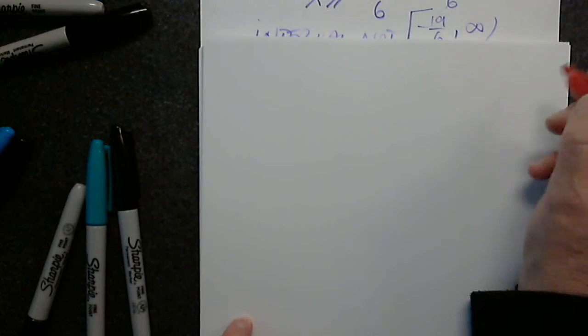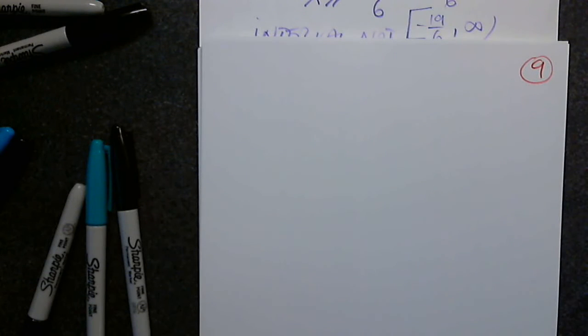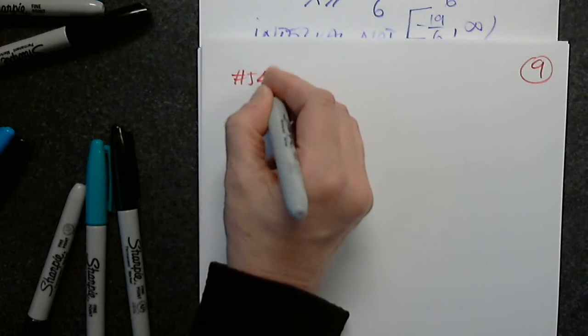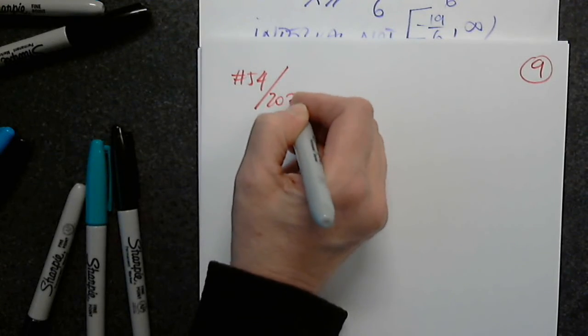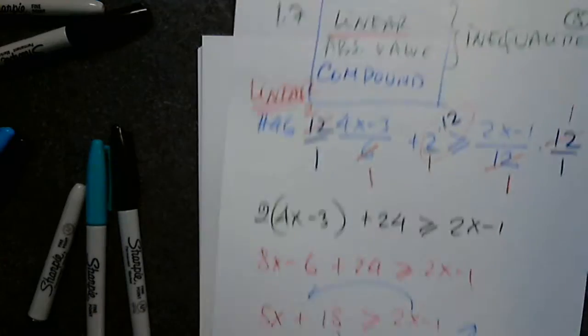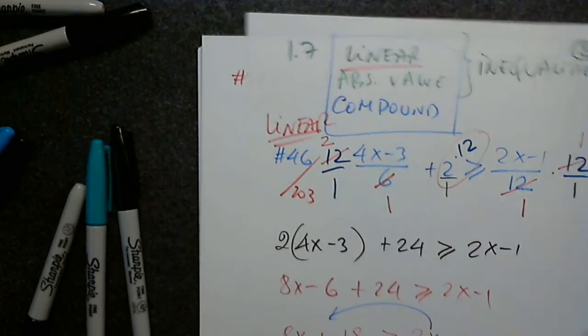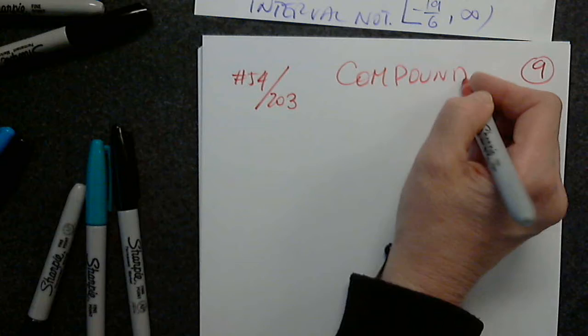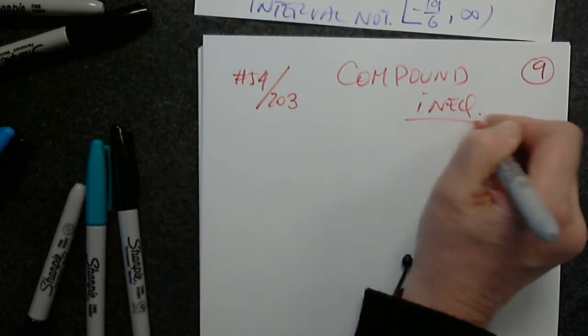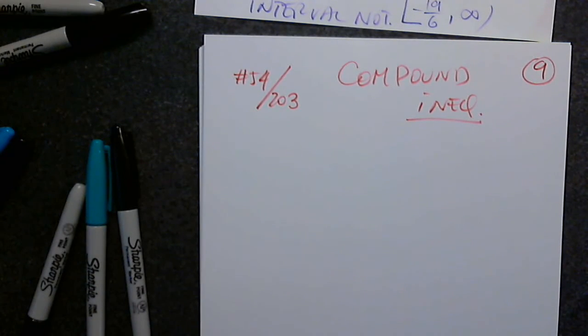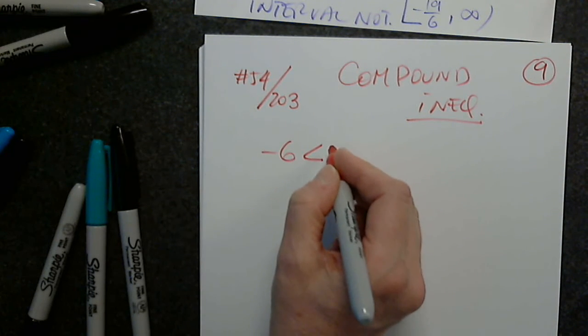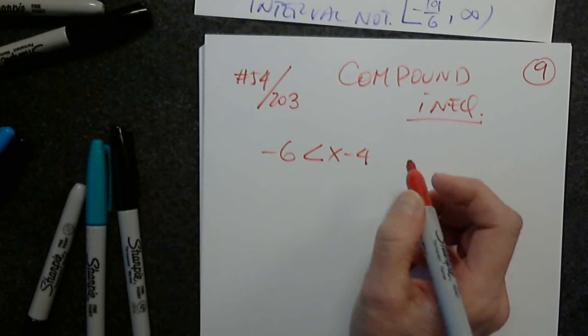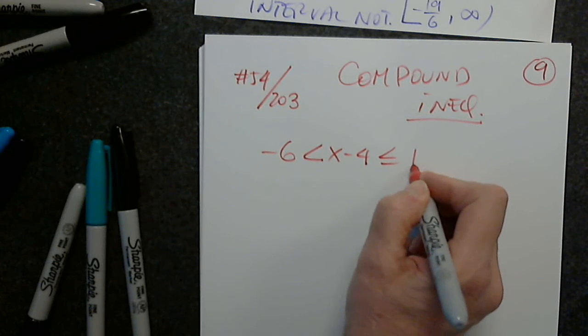Now, let's look at an example with compound inequality. Here's an example, 54 on page 203. Compound inequality: negative 6 less than x minus 4, and less than or equal to 1.